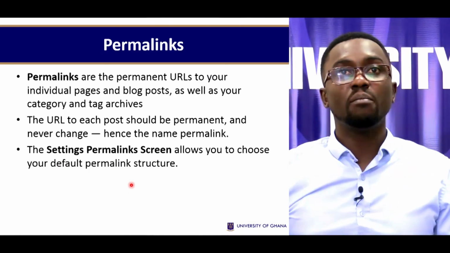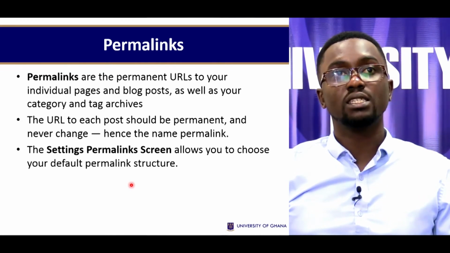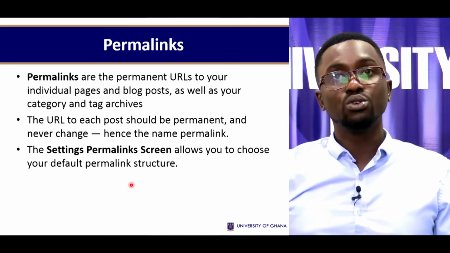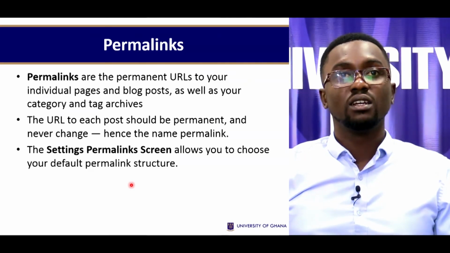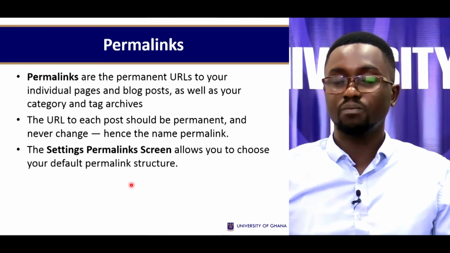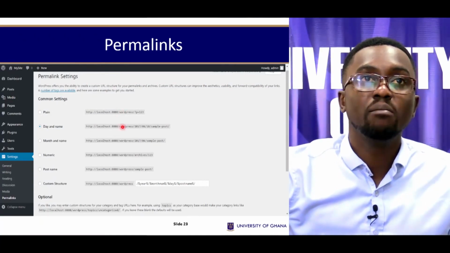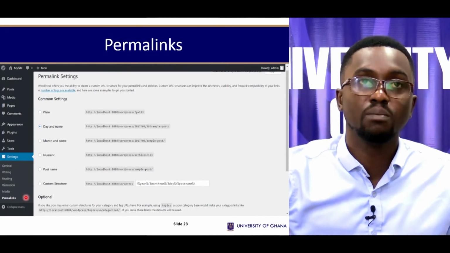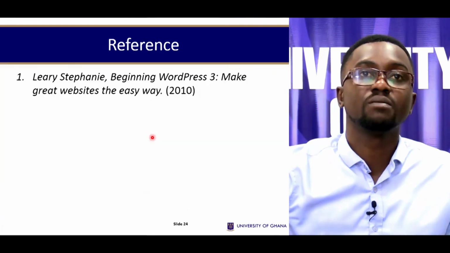Now, permalinks are permanent URLs to your individual pages and blog posts, as well as the category and tag archives. The URL to each post should be permanent and never change, hence the name permalink. Now, the settings permalink screen allows you to choose your default permalink structure. So, on the permalink settings page, which you can get to by going to settings and then permalink, you can set the permalink structure you want.